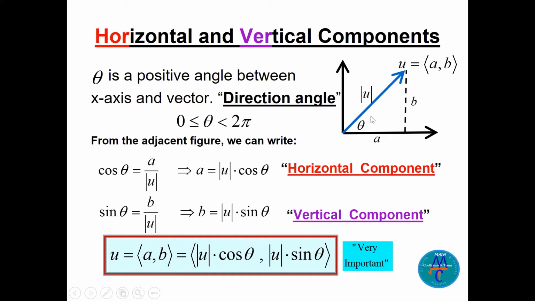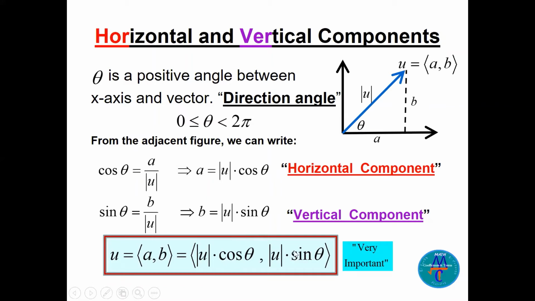Now, if we take cosine of that theta here, cosine of the theta will be A, you see that one? Adjacent over the magnitude of the u. So if you cross multiply, you get A equals the magnitude of u, the vector itself, times the cosine of the theta. So it goes here. That's the horizontal component. And then sine theta will be the opposite, B over the magnitude of u. When you cross multiply, you get B equals magnitude of u sine theta.